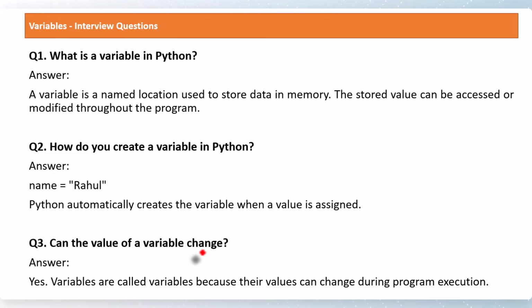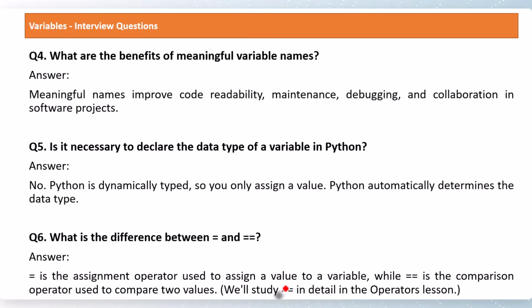Can the value of a variable change? Yes. Variables are called variables because their values can change during the program execution. What are the benefits of giving meaningful variable names? Meaningful names improve code readability, maintenance, debugging, and collaboration in software projects.